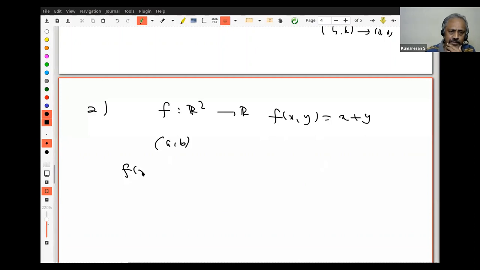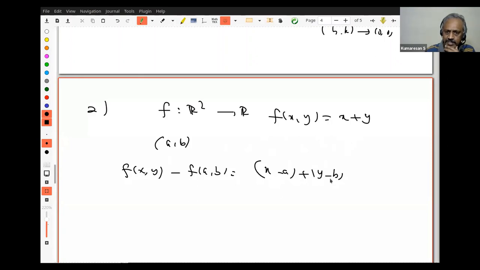Therefore, let me look at f of (x, y) minus f of (a, b). That will be x plus y minus a minus b, which is (x minus a) plus (y minus b). I am writing this. So what do I want? I want the first degree polynomial in x minus a and y minus b. You can see that it's served on a silver platter to me. If you call x equal to a plus h and y equal to b plus k, this is h plus k. You understand that?